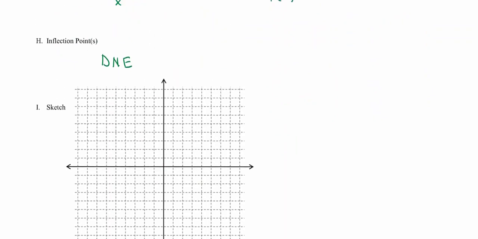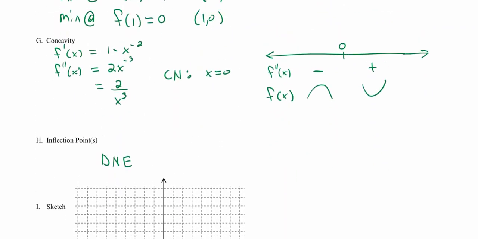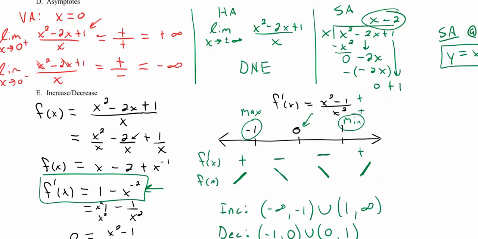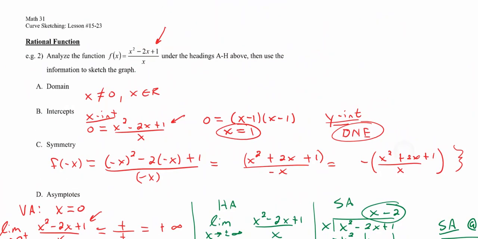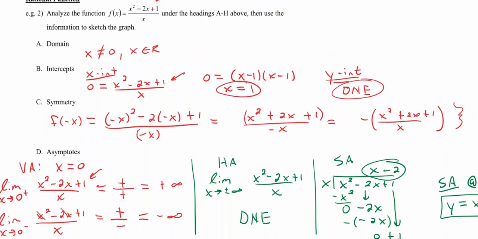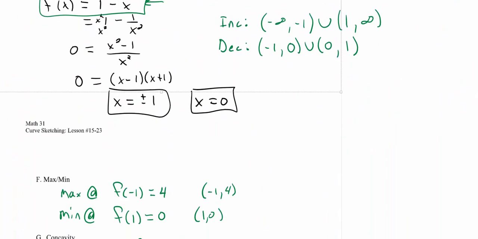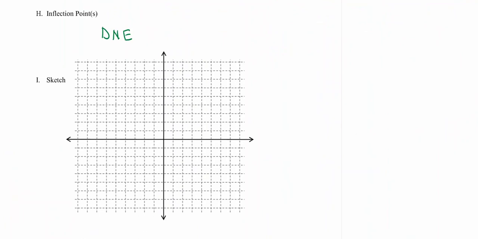All right, we're ready to sketch this guy. Let's go back to the beginning and figure out what we knew. X-intercepts are always an easy way to start. So for intercepts, we knew that there was one at 1, and there was no y-intercept. So we know it's going to cross at 1, and there is no y-intercept.